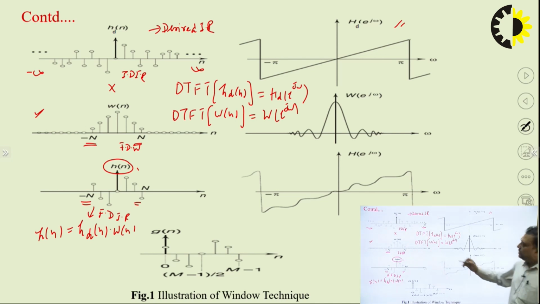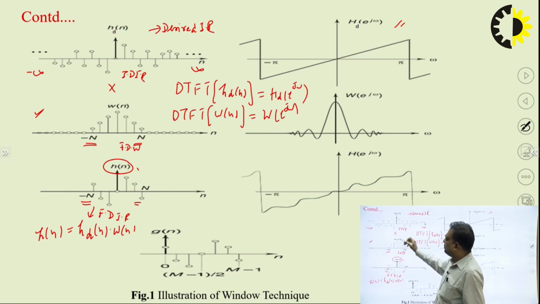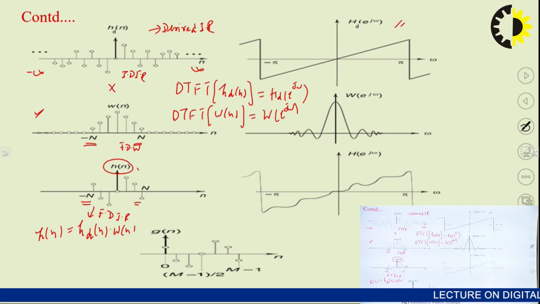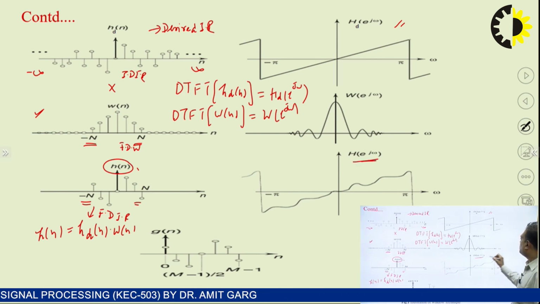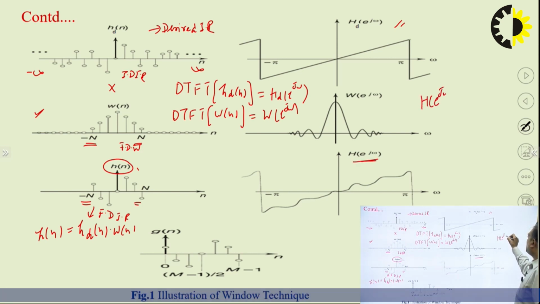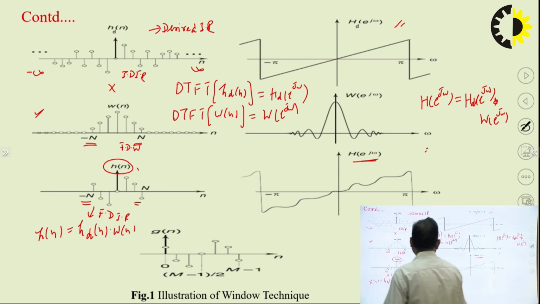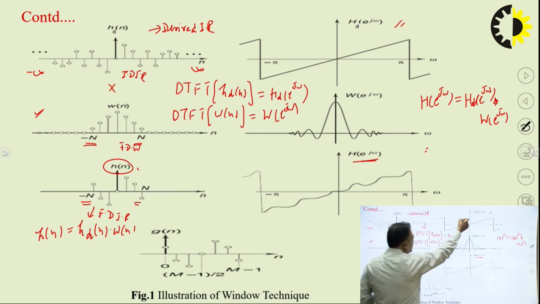Okay, so we know the operation performed in the time domain is multiplication, so that we get the output. But multiplication in the time domain corresponds to convolution in the frequency domain. That's why H(e^{j\omega}) that we obtain is H_d(e^{j\omega}) convolved with W(e^{j\omega}). So we have this type of response. Okay. So this is the time domain representation and this is the frequency domain representation.